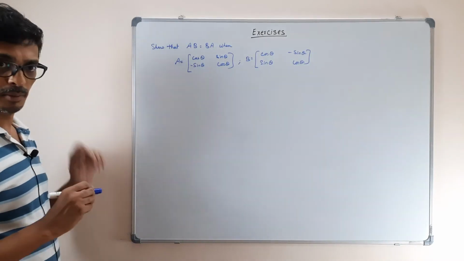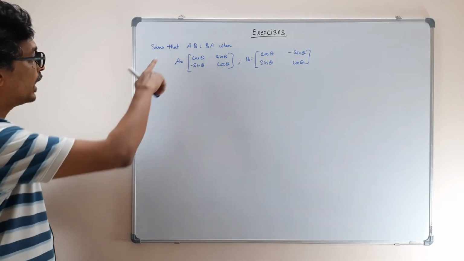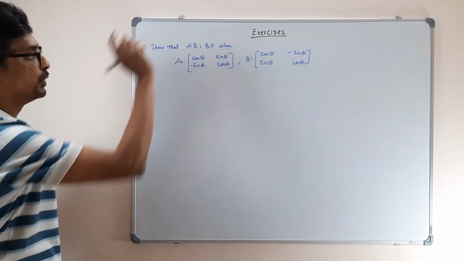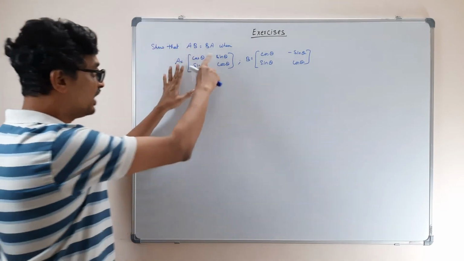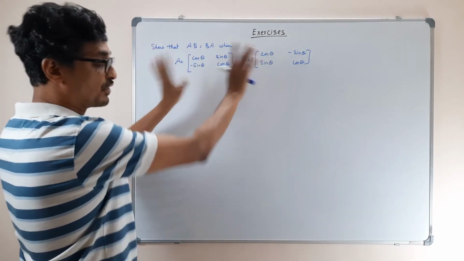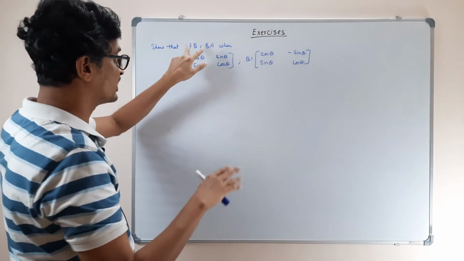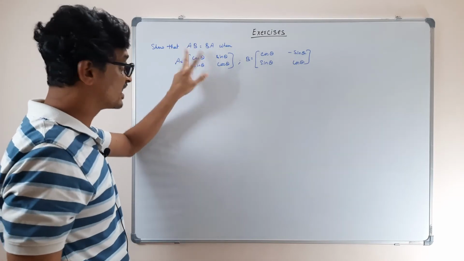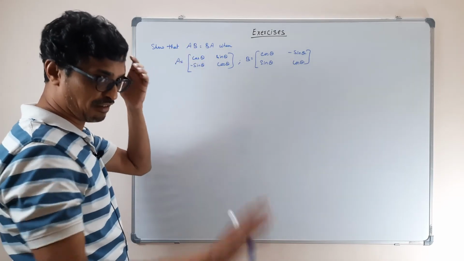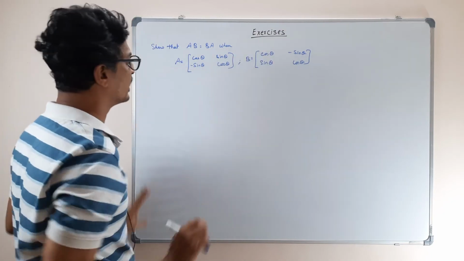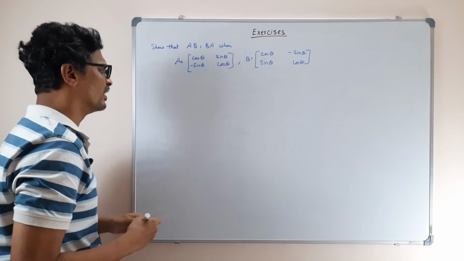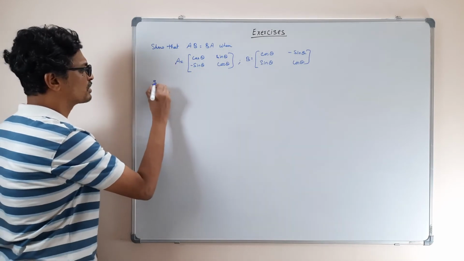Let us do this problem. Show that AB equal to BA. This is not true in general. When the matrices are of this form, only for certain matrices this will be valid. But it's not general for any two matrices. That anyway we know. But just show in these cases, when the matrices A and B are given like this, then AB equals BA. Simple. You have to just multiply and show.